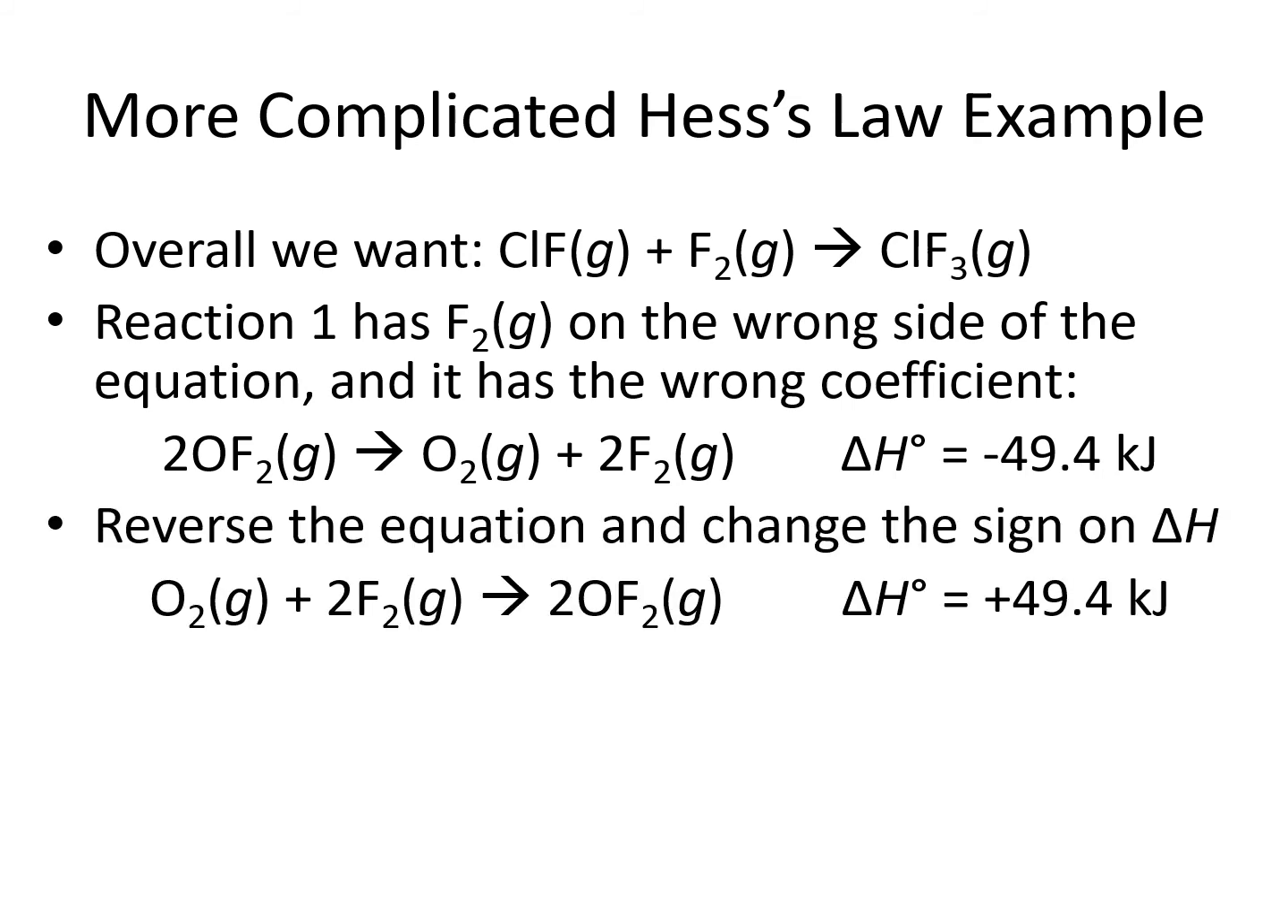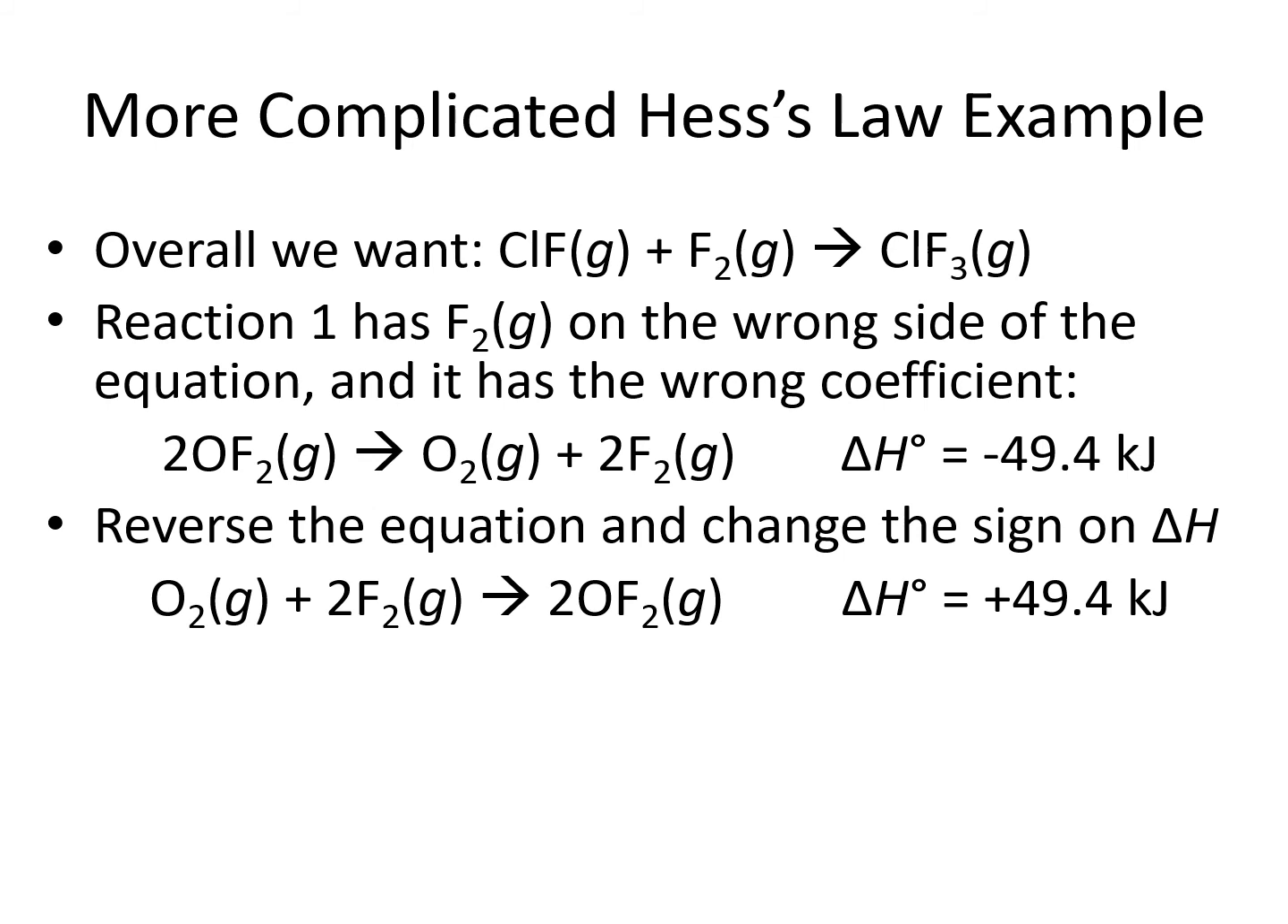So let's fix the side of the equation first. We're going to reverse our equation by putting our reactants on our product side and our products on our reactant side. And when we do that, we change the sign on our delta H from a negative to a positive. So we've gotten the F2 on the left side where we want it, but it still has the wrong coefficient. It has a 2, but we want it to be a 1.